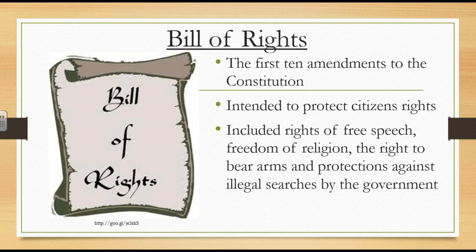And we're going to talk more about the Bill of Rights in the weeks to come. But for now, just understand and note that the Bill of Rights was part of a deal that the Federalists and the Anti-Federalists struck in order to get the Constitution to be passed and ratified. And the Bill of Rights is the first 10 amendments to the Constitution that provide for individual protections and rights for American citizens.